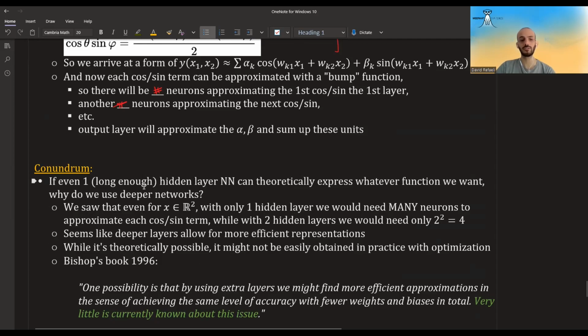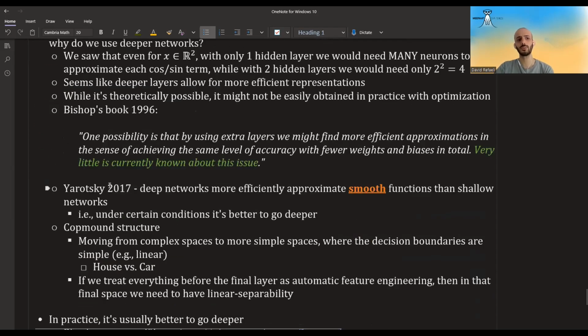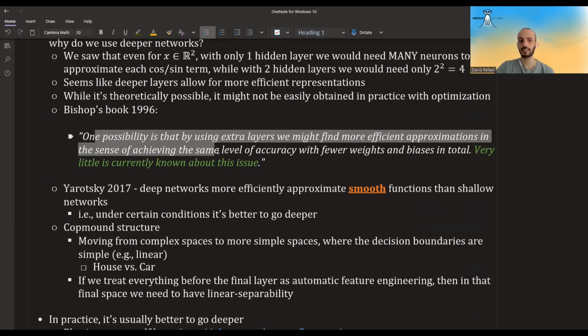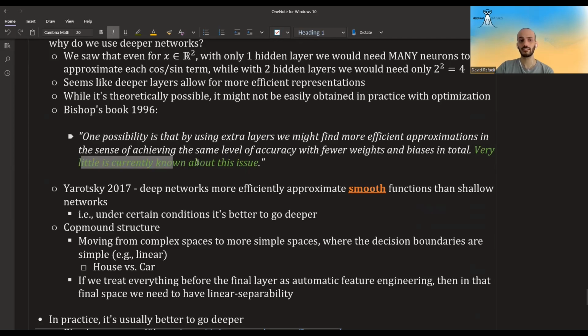Also, these universal approximation theorems only say that it's theoretically possible to represent any function using just one hidden layer, but in practice, it might not be feasible to get the correct weights, the correct coefficients of this network, using optimization. It could be that it's just not feasible practically. And so Bishop's book in 1996 said that one possibility is that by using extra layers, we might find a more efficient approximation, in the sense of achieving the same level of accuracy with fewer weights and biases. In total, very little is currently known about this issue.